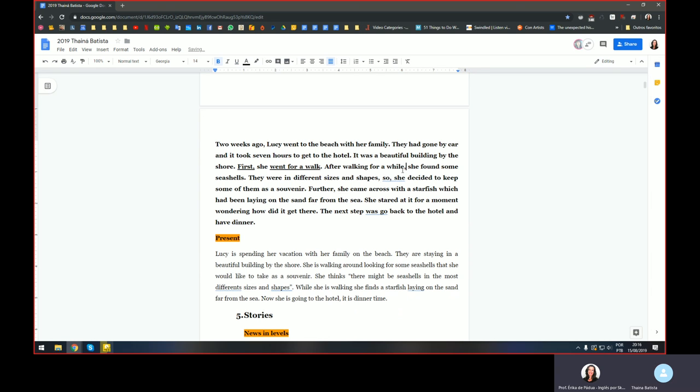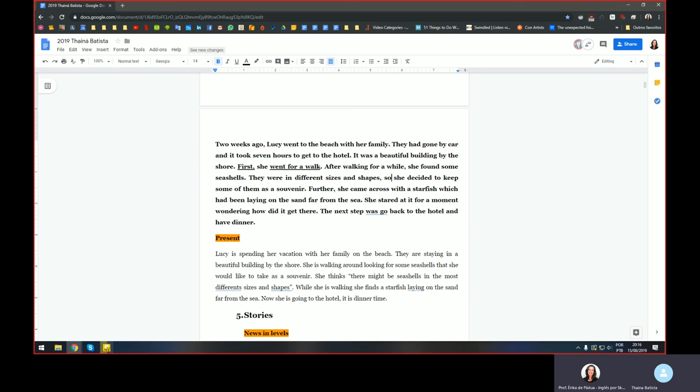Comma, because it's before the subject. After walking for a while, she found some seashells. They were in different sizes and shapes. So, we don't need a comma here. So, she decided to keep some of them as a souvenir.